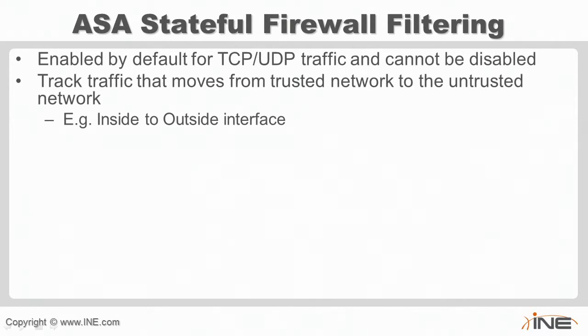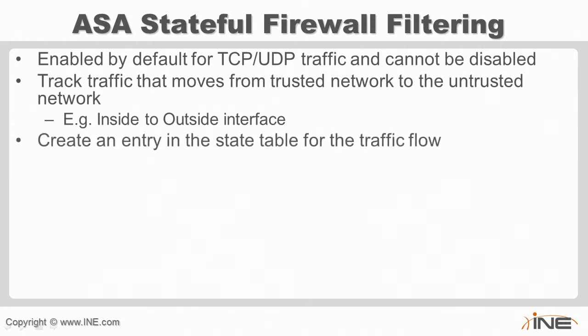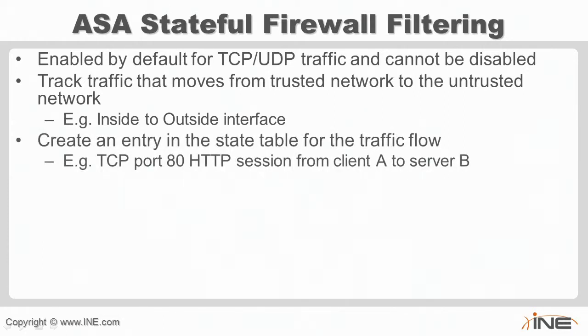So for example, if we had traffic that was coming from the inside to the outside and it was a web browsing session, so watch port 80 as it comes from a client on the inside to a server on the outside, we're going to create an entry in the state table. And then when the flow tries to return, we are going to check the state table before we go to the ACL implicit deny on the interface. Or even if we have an ACL explicit deny, we'll see.